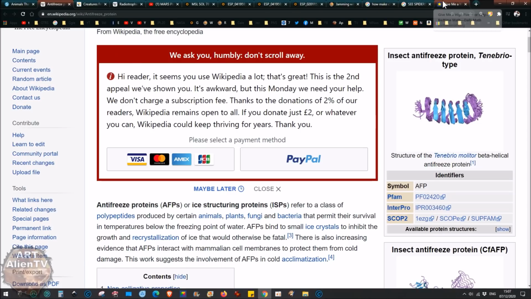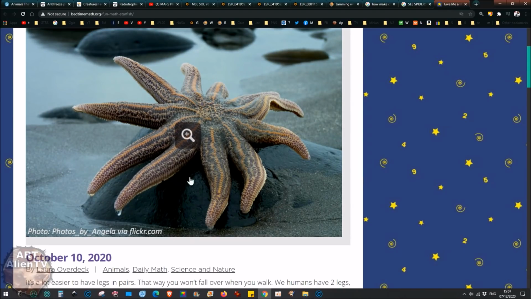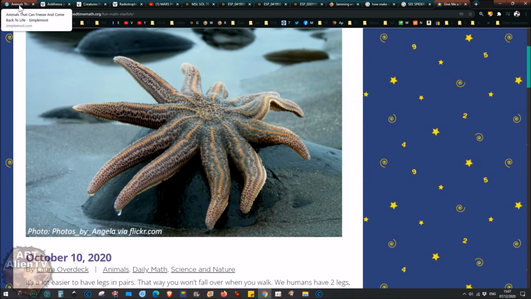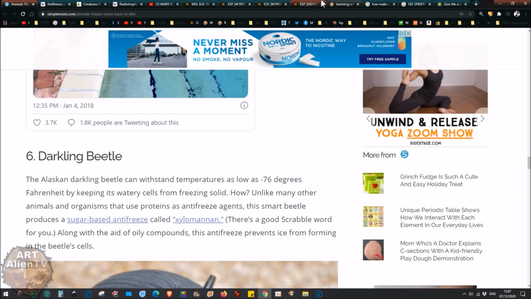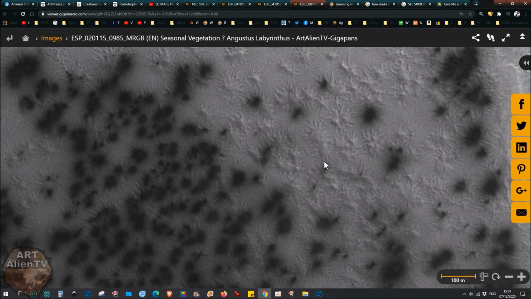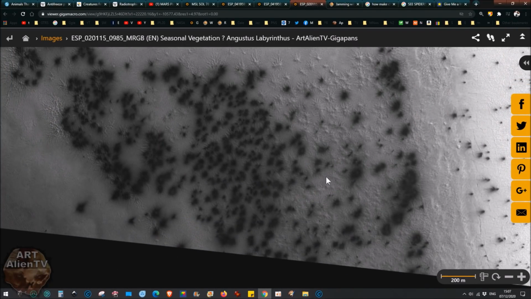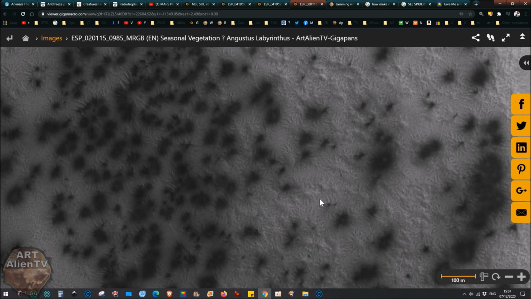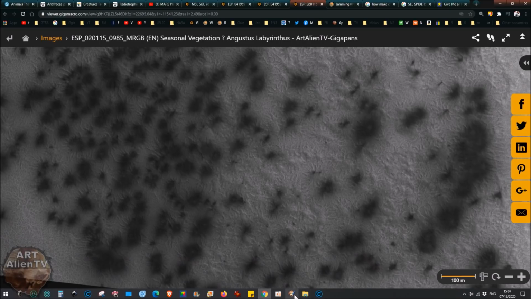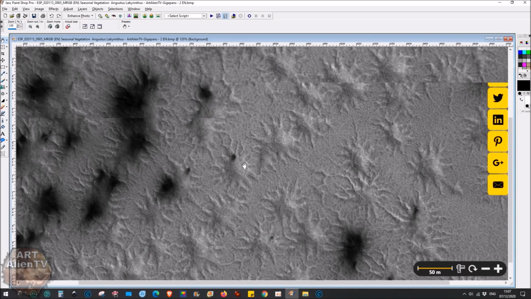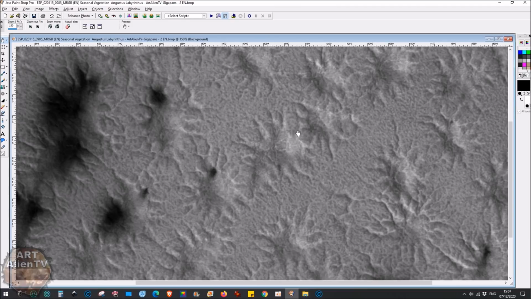So is it possible that there are types of starfish-like plants or creatures on Mars that contain antifreeze proteins that are crawling around in the ice and snow on the surface? Is that possible? Is that what we're looking at here? I think it is possible. Now, I think these may well be related to the things I've shown before. Let's have another quick close look at those before we move on.